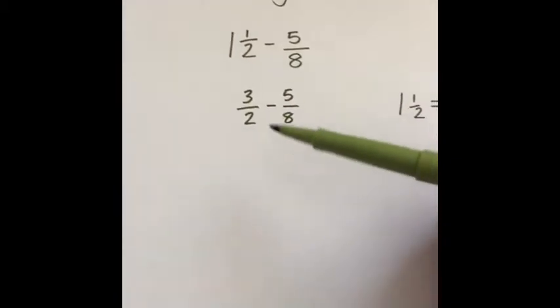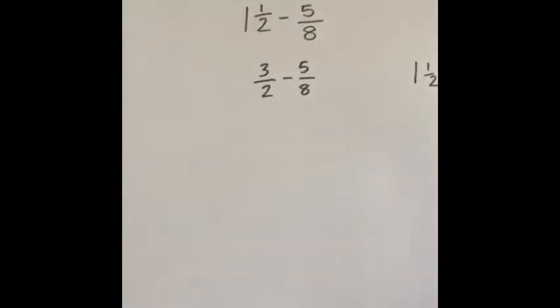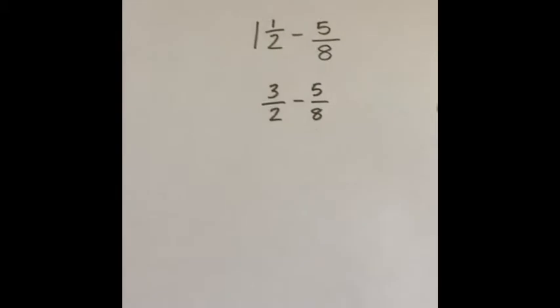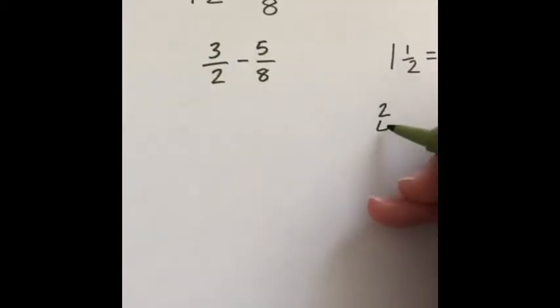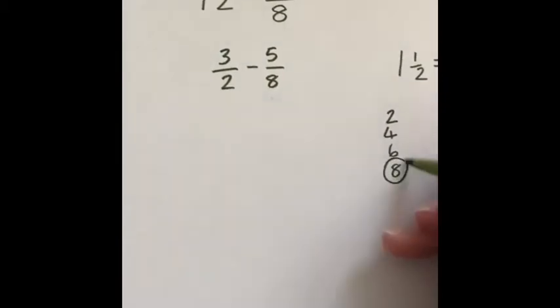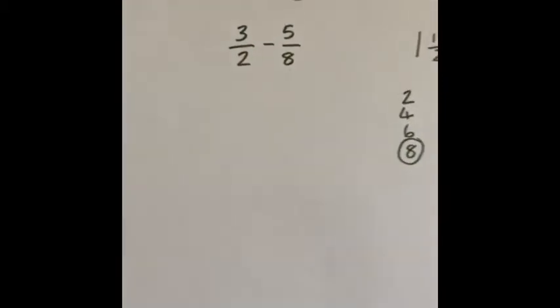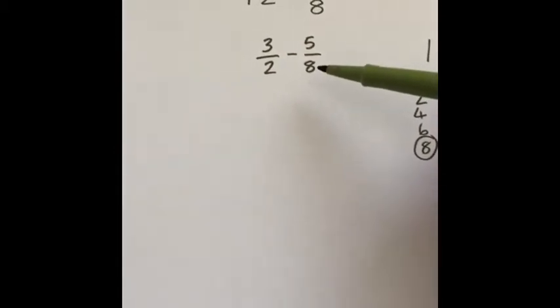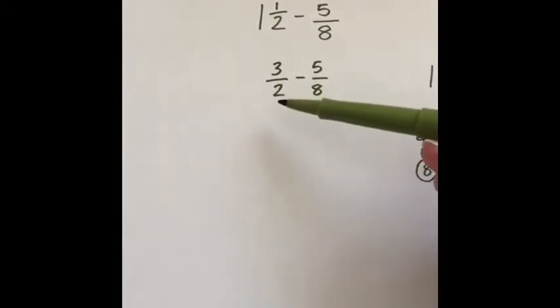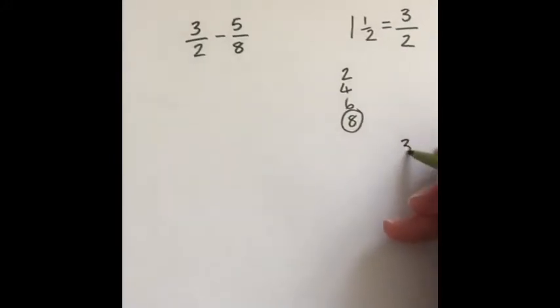So I've got to think, is there something that 2 and 8 both go into? I might know this fact, I might need to do some working out. I'm just going to show you my 2 times table, so write down my multiples, 2, 4, 6, yes, 8 works, which means my denominator needs to be 8. This one is already 8, so we do nothing to it, we leave it. This one, however, needs 8 as my denominator. So I'm going to take it over here.